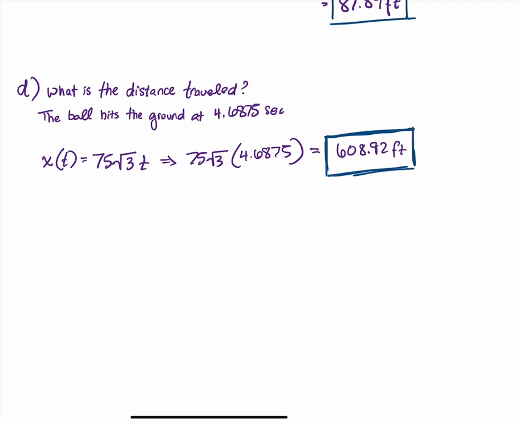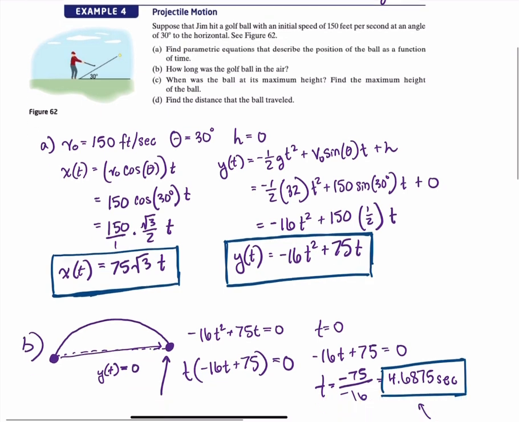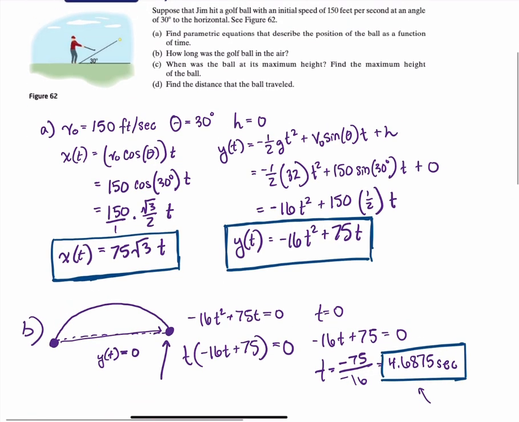So once we have our parametric equations defined, we can answer all kinds of questions about the location, either horizontally or vertically, at a particular point in time. Conversely, we can find the point in time in which we have a particular attribute.